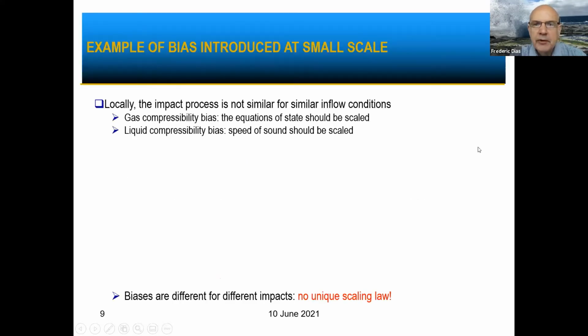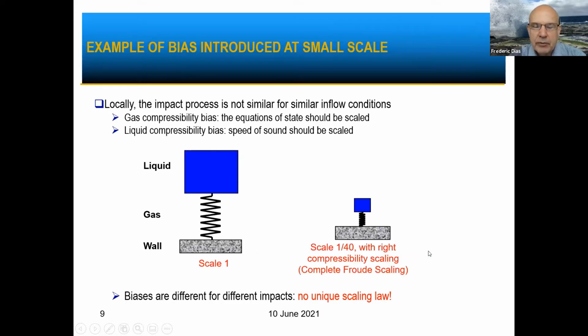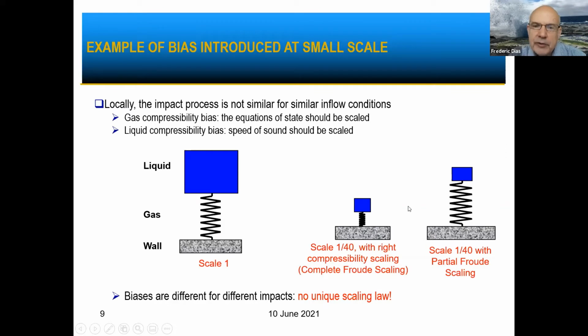So just to illustrate this example of bias at small scale, locally the impact process is not similar for similar inflow conditions. This is at scale 1, and I represent the liquid by this mass here, the gas by this spring, and then the wall. And then with the right compressibility scaling, with a complete fluid scaling, we would have the liquid scaled back to this, the gas to that. But because we cannot scale the compressibility, this is the bias which is introduced here, a compressibility bias.